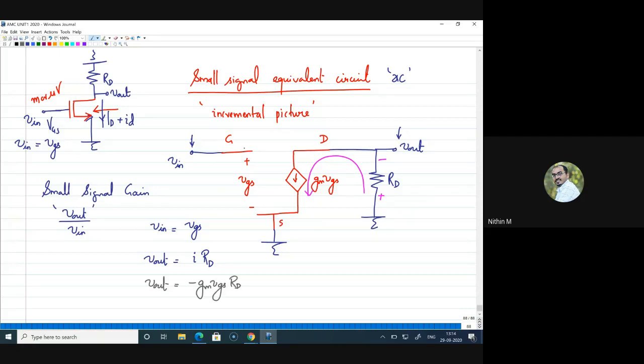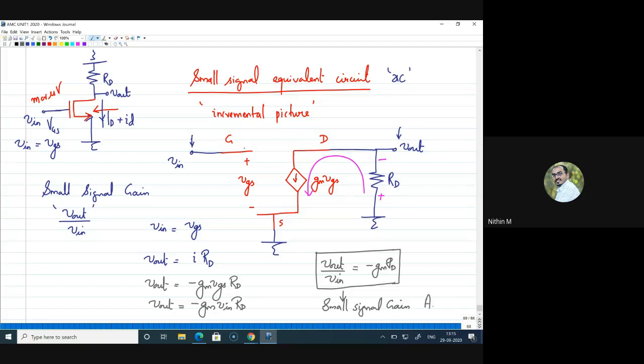But what is VGS? VGS is V in. So I can replace this as V out equals minus gm into V in into RD, or if I take the ratio V out by V in, I can write this as equal to minus gm into RD. Right. This we call the small signal gain of the circuit. It is gain, but it is gain for the small signal, so we call it a small signal gain. We generally define it using Av, the same notation we generally use for gain. Is that all right?